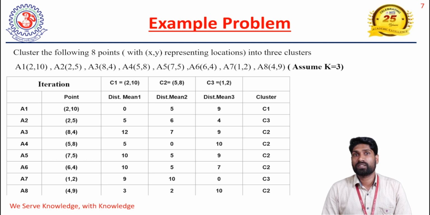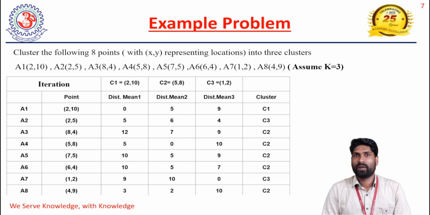There we are assigning each point to the closest centroid. See, first row we are taking. Now we are looking row-wise. In the first row, you have to check which is the smallest number. 0 is there, 5 is there, 9 is there. So 0 is the least number, right? And that is coming under cluster center C1. So we are assigning point A1 to the cluster center C1.